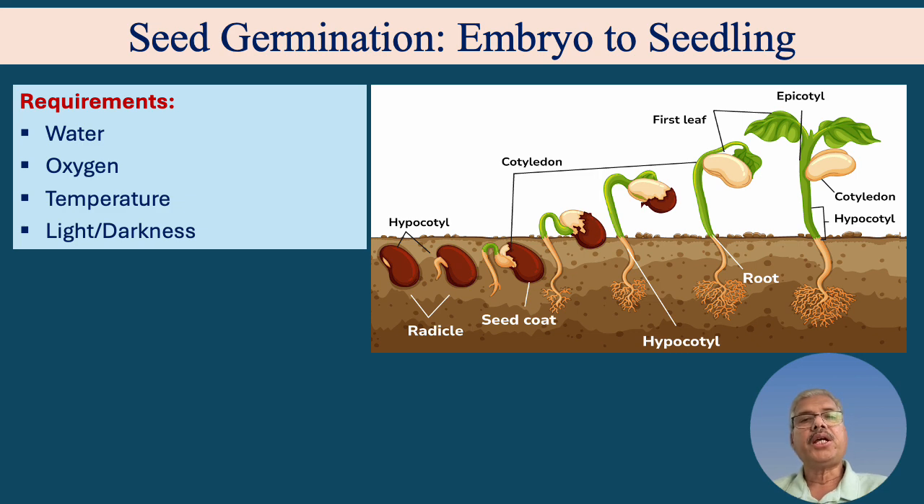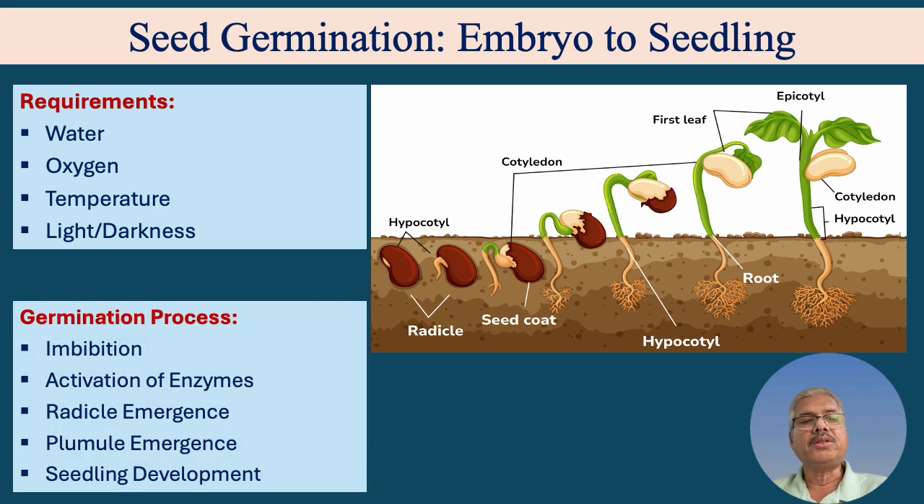Seed germination is the process by which the plant embryo develops from a seed and begins to grow into a seedling. It is a crucial stage in the plant's life cycle, and it is influenced by a combination of both internal and external factors. Some key aspects of seed germination include dormancy: many seeds enter a period of dormancy, a state of suspended growth, to survive unfavorable conditions. Dormancy can be broken by various triggers such as changes in temperature, moisture, or light.